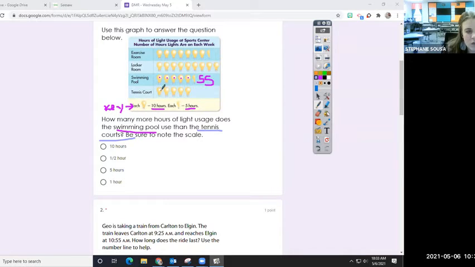For the tennis courts, there is 10, 20, 30, 40, 50. 50 hours of light usage. So that means that the swimming pool uses 5 hours more light usage. Questions on that?